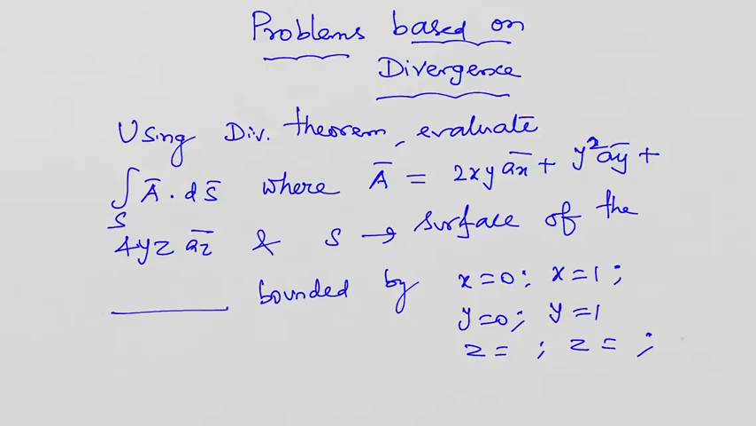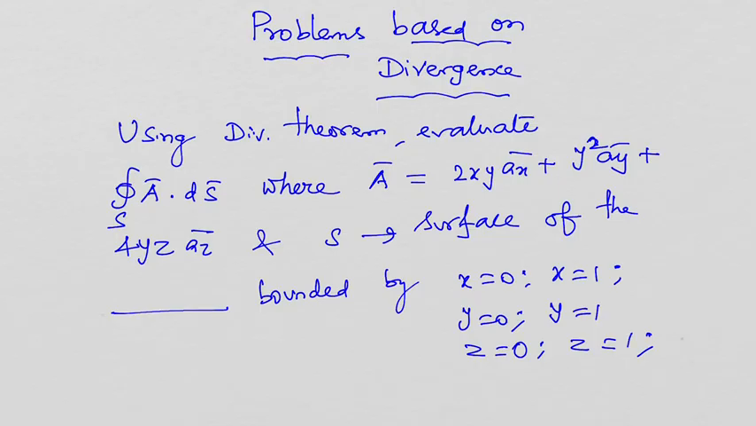Hello everyone. Let us have a glance over the problems based on divergence. Using divergence theorem, let us evaluate the surface integral of A dot ds, where A is 2xy ax plus y squared ay plus 4yz az, and the surface is the surface of a cube bounded by x is equal to 0, x is equal to 1, y is equal to 0, y is equal to 1, z is equal to 0, z is equal to 1.